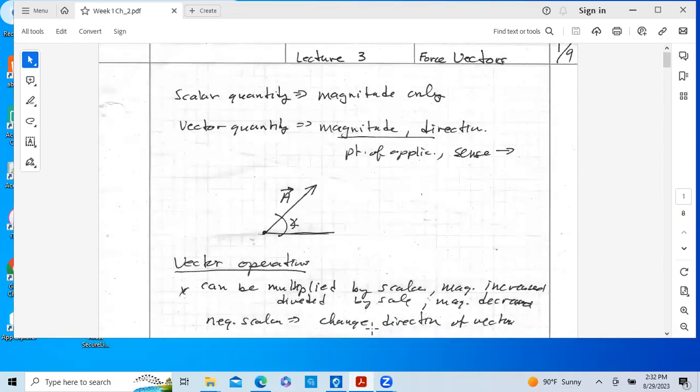This is the Monday lecture on force vectors. So we have scalar quantities and vector quantities. The scalar quantity is magnitude only. Vector quantity is magnitude, direction, and point of application. And in effect, what that does is it gives you a sense of the vector.